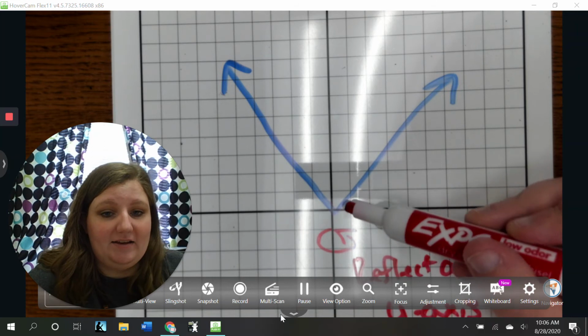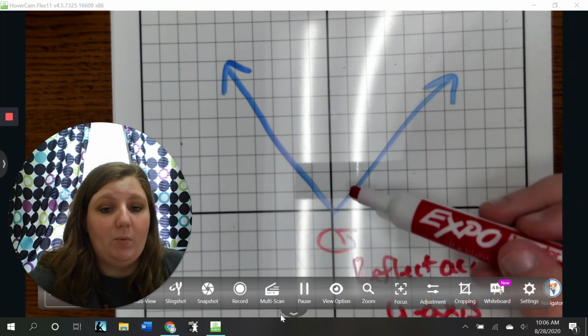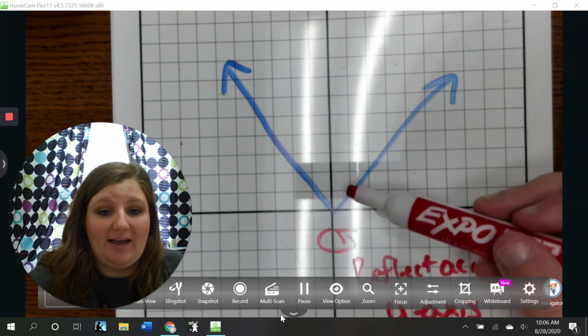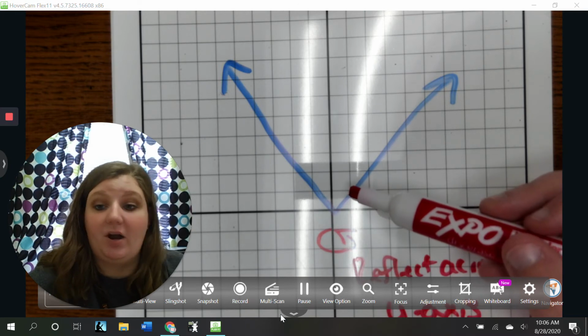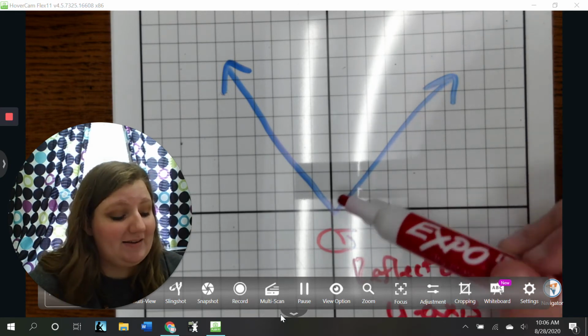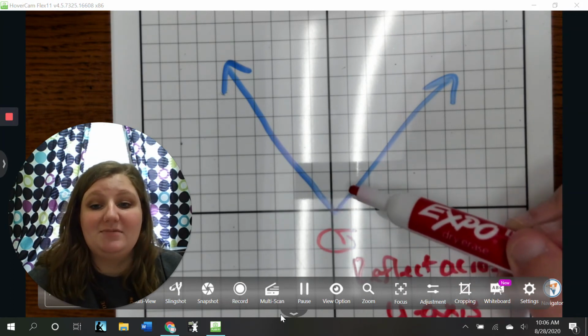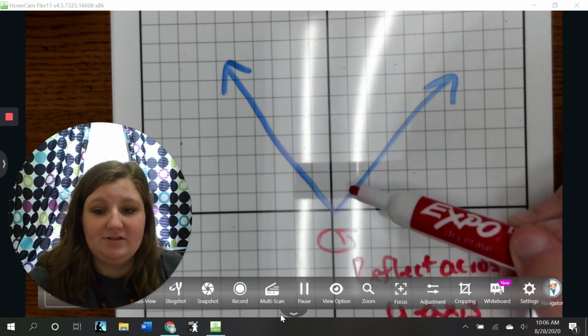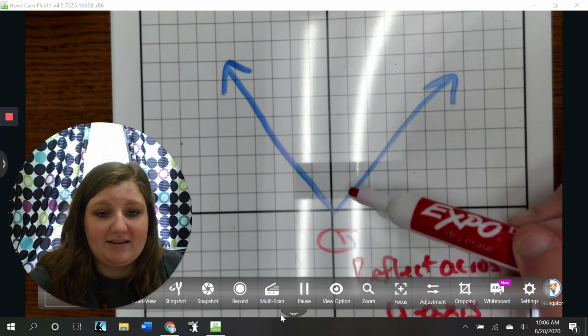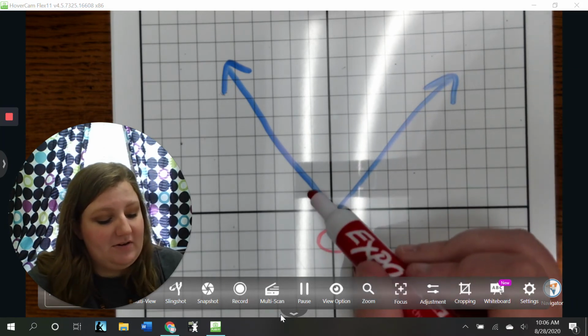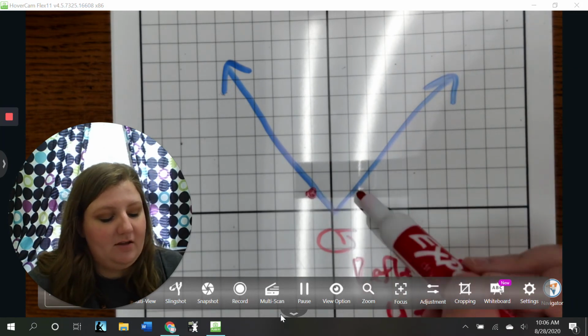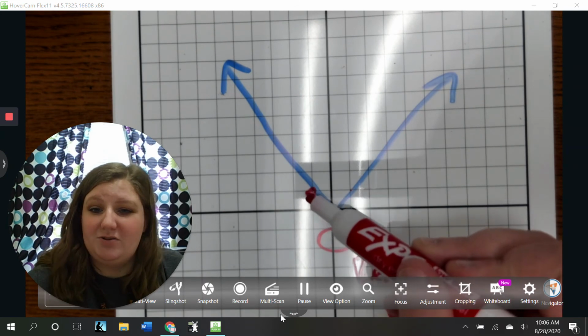It's at 1, 1. When I do a reflection across the y-axis, I'm going to move this point over the y-axis the same distance. So if it's 1 over, since it's at positive 1 for the x value, it's going to now move to negative 1. But notice I moved this point to a point already on my graph.